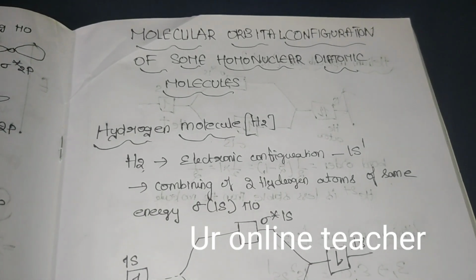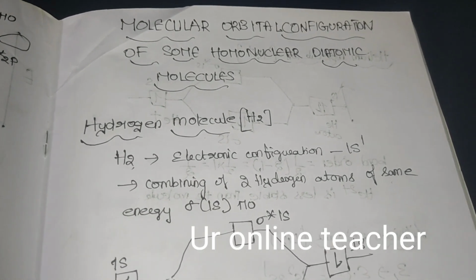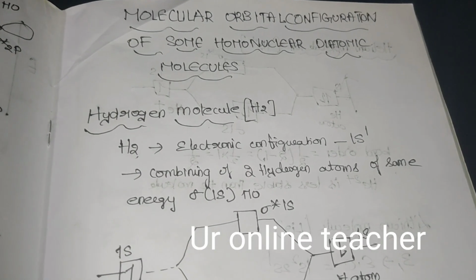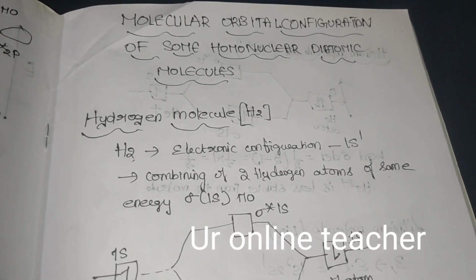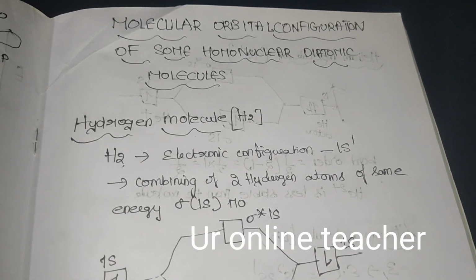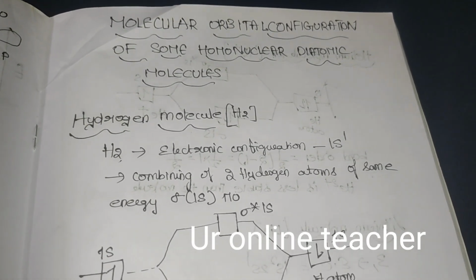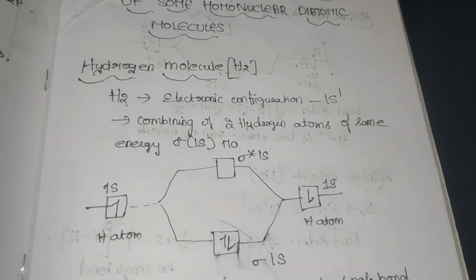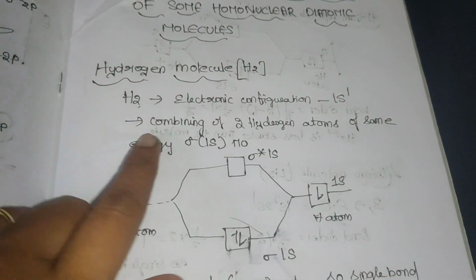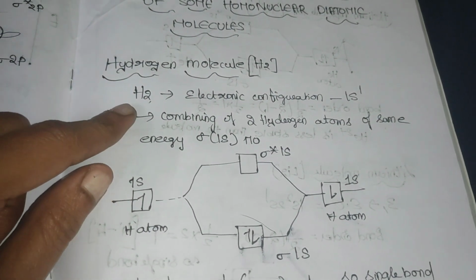Hi students, today I am going to explain molecular orbital configuration of some homonuclear diatomic molecules. In the last video I explained linear combination of atomic orbitals, how the molecular orbitals are formed. Let's see the examples of how the molecular orbitals are formed in some diatomic molecules. Homonuclear means the same atoms forming diatomic molecules like hydrogen, helium, beryllium, boron, nitrogen, oxygen, etc.